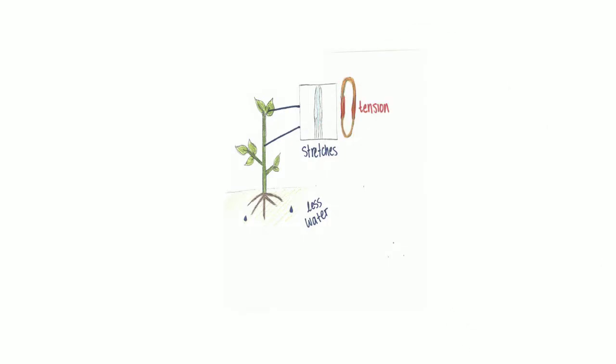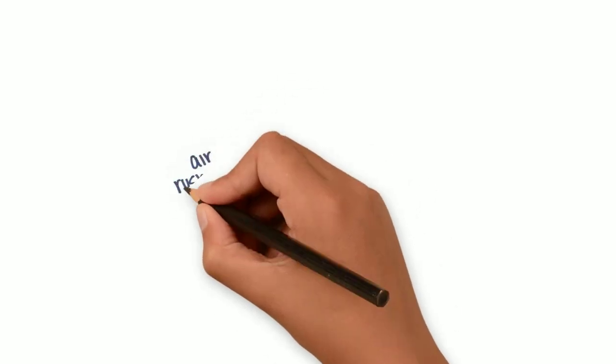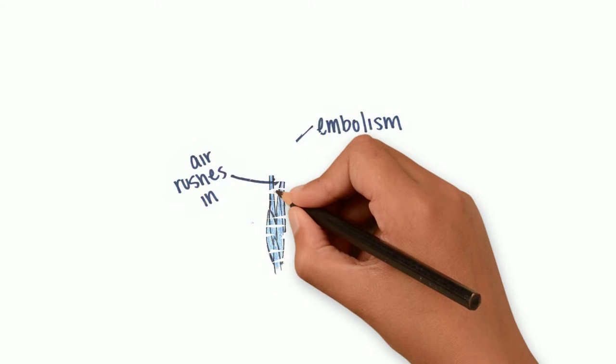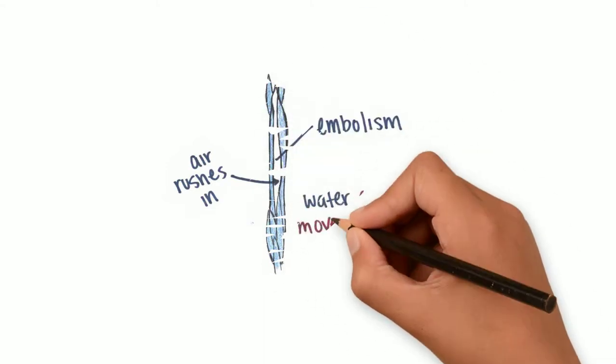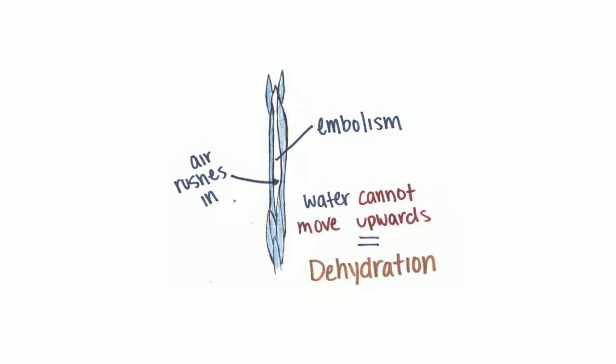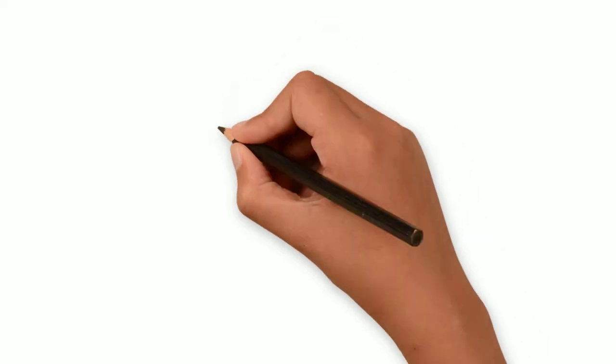When the tension of the column becomes too great, the water column snaps, causing air to rush into the xylem through cell walls. This process, or air seeding into the xylem, results in a blockage called an embolism. Embolism is extremely damaging to the leaves, as water is now unable to move up into the leaf, causing it to eventually dehydrate. Embolism occurs in all plant species when they run out of water.